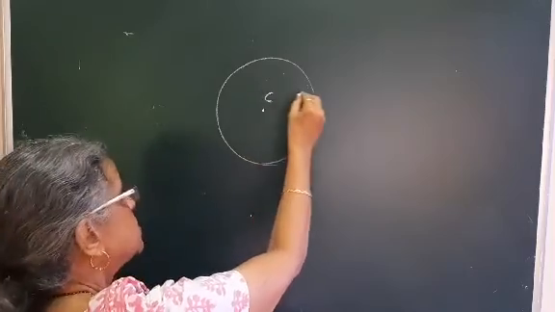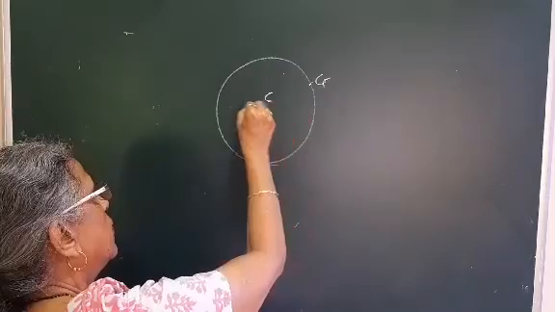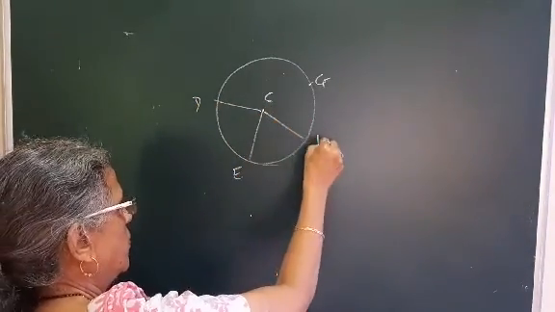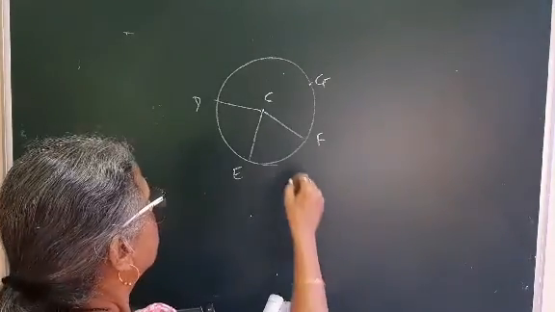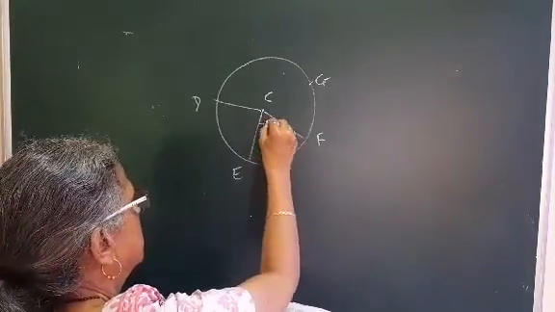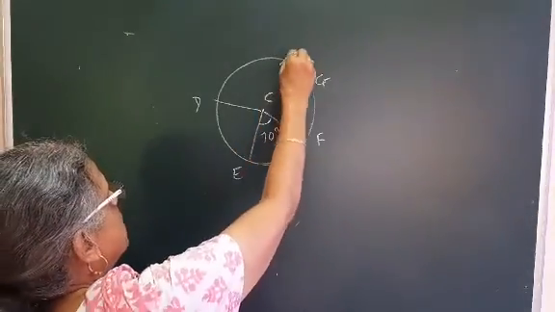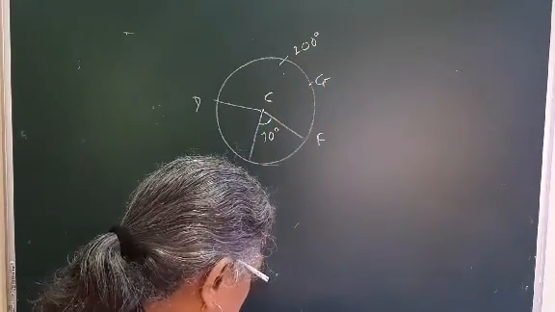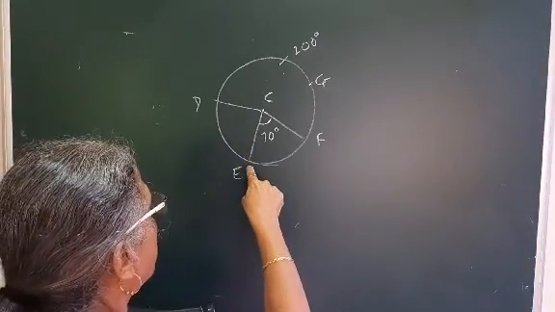So this is point C, G, D, E, F. They have given angle ECF 70 degrees and major arc DGF 200 degrees. Followed? So they have asked us to find major arc DE.